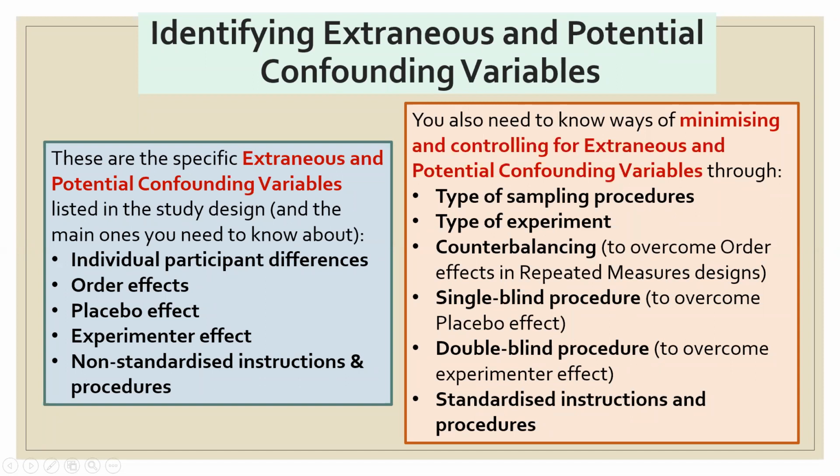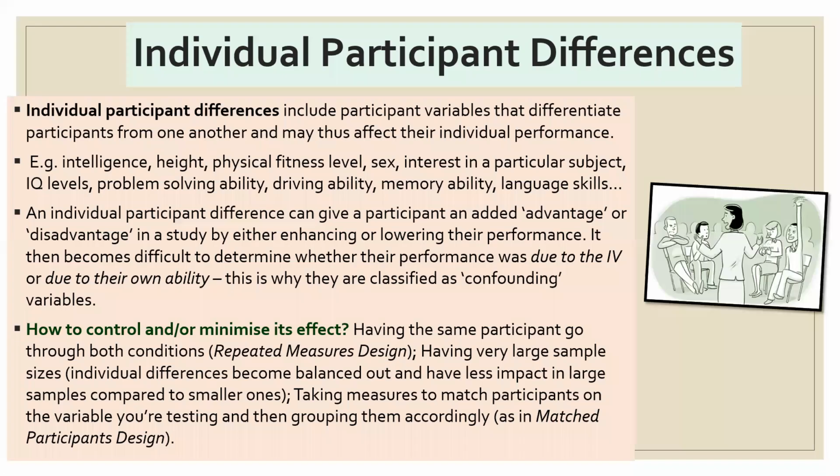Now, we're not only going to learn about these, but we are also going to learn about how we can control for them or how we can minimize their effect. Because it's not just important for us to know what they are, but also know from a researcher point of view how researchers or experimenters can control for these particular types of potential confounding variables. Okay. And yeah, so the first one is individual participant differences.